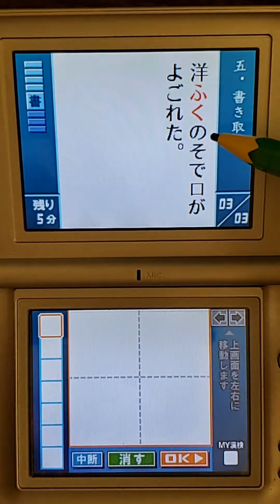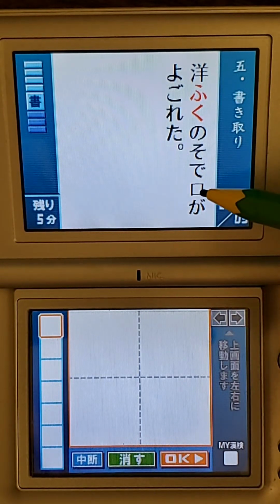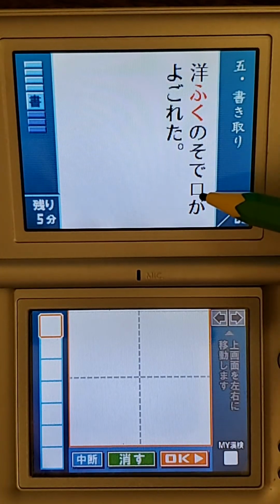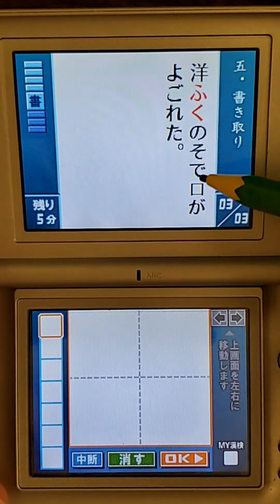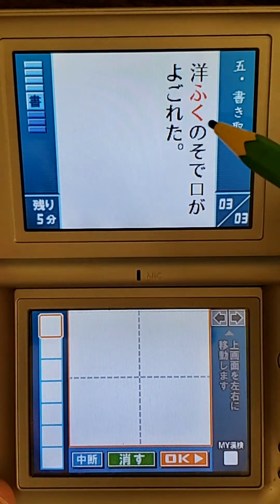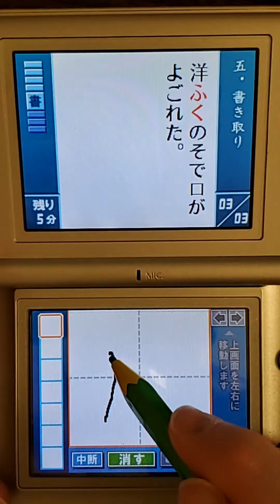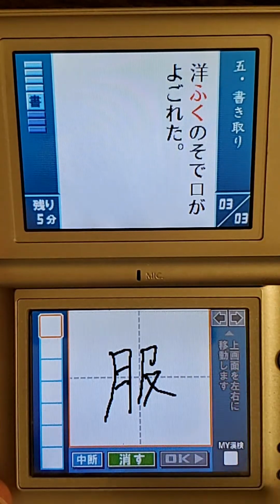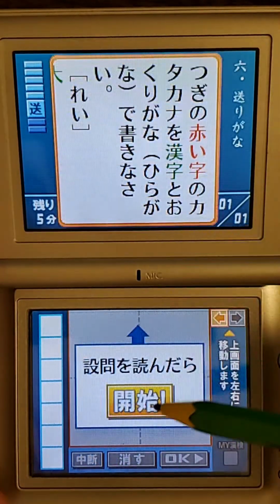Yofuku, so Western clothing. No, sode guchi ga yogoreta. Sode guchi, like the part of the sleeve, I guess. Kilo yofuku, so we gotta write fuku, clothing. So tsuki hen, that's for moon, and then fuku.